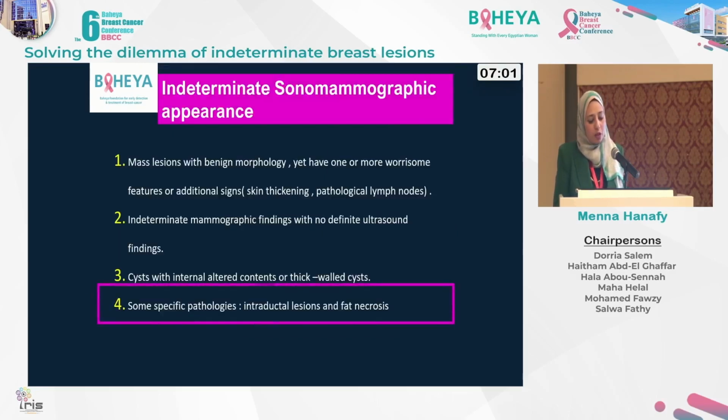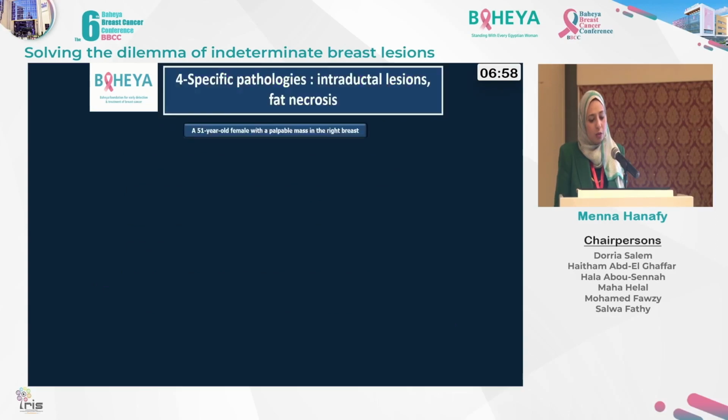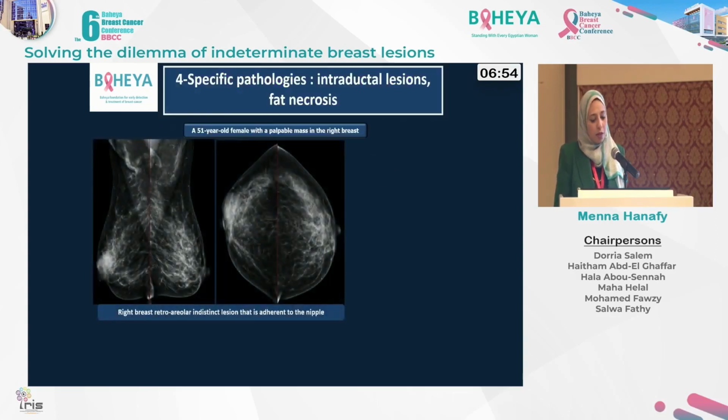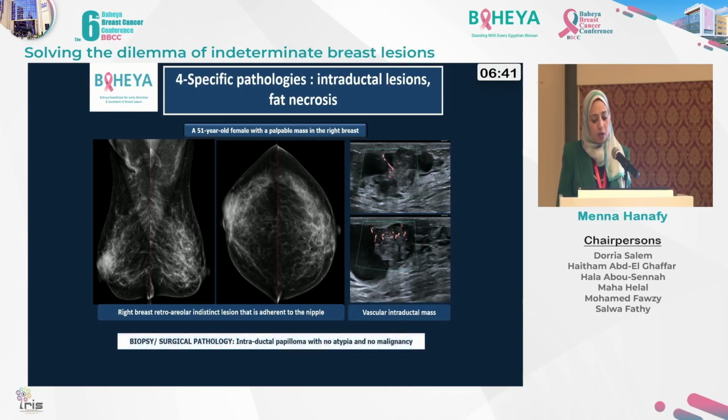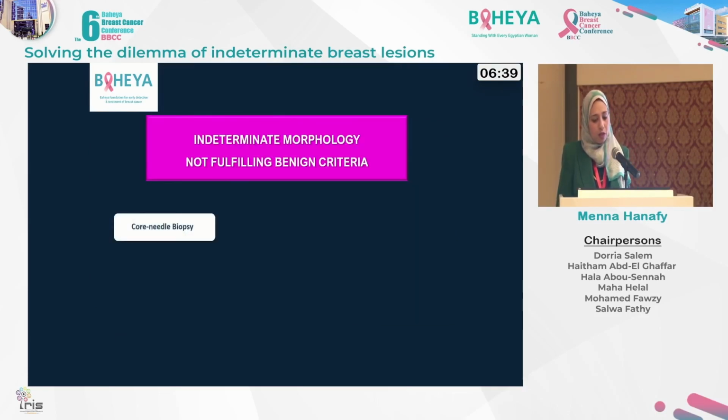Some specific pathologies, such as intraductal lesions and fat necrosis. A 51-year-old female with a palpable mass in her right breast. Her mammography revealed a right breast retroareolar indistinct lesion that is adherent to the nipple. Ultrasound revealed highly vascular intraductal mass lesions. Pathology was intraductal papilloma with no atypia.